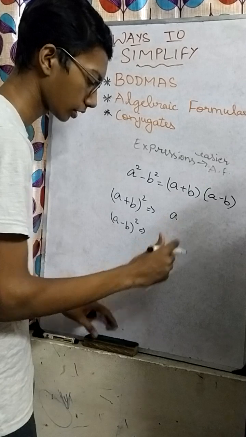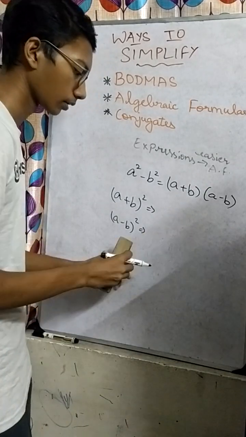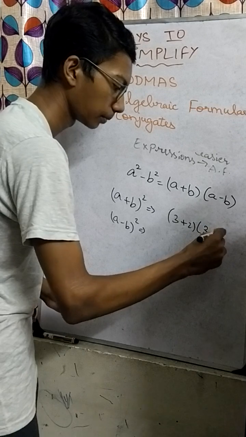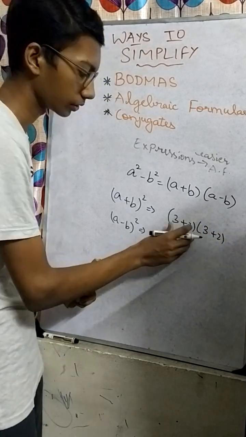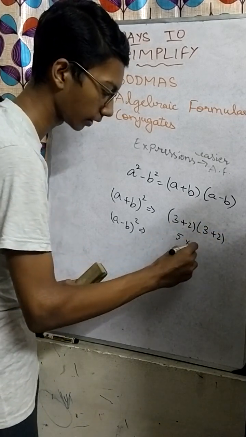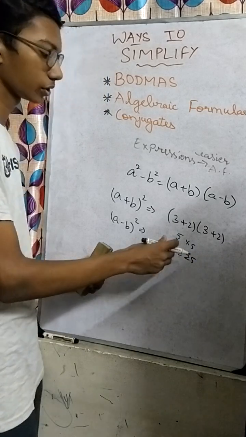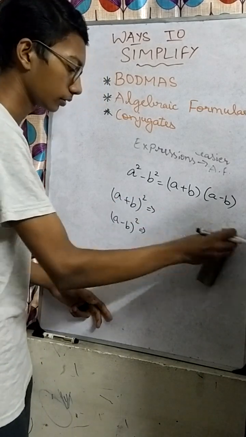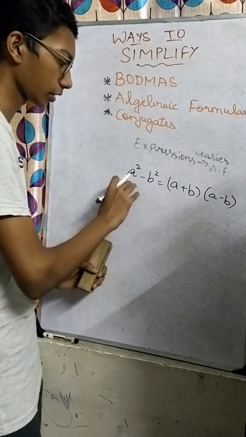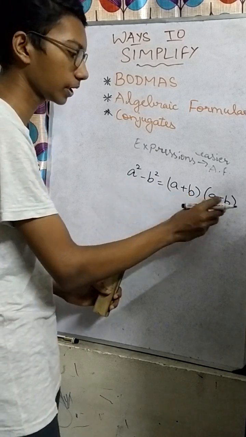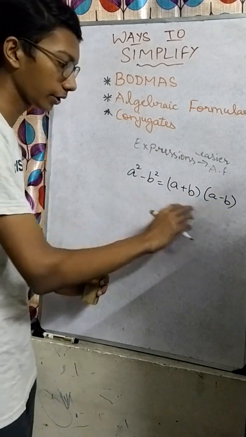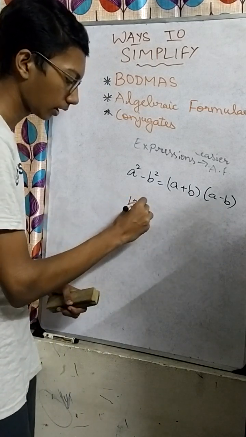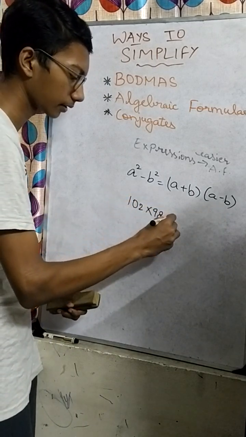Let's say we have 3 plus 2 times 3 plus 2. We can just do 5 times 5 and be done. So we have not used the formula here. But this formula in particular, a square minus b square equals a plus b times a minus b, should be very helpful in solving expressions. Like let's say we have an example like 102 times 98.